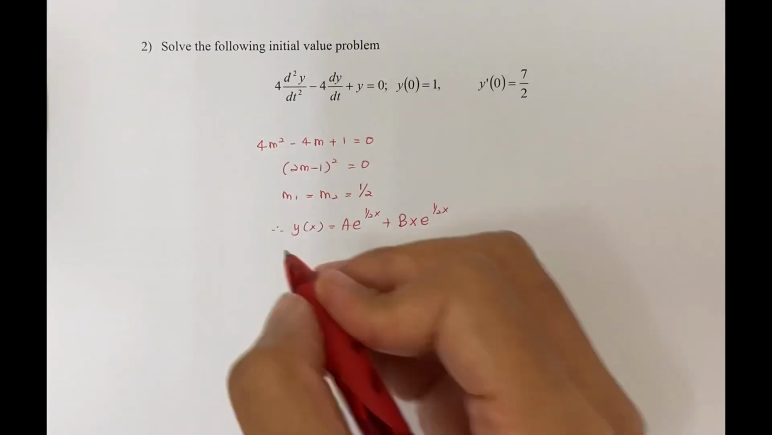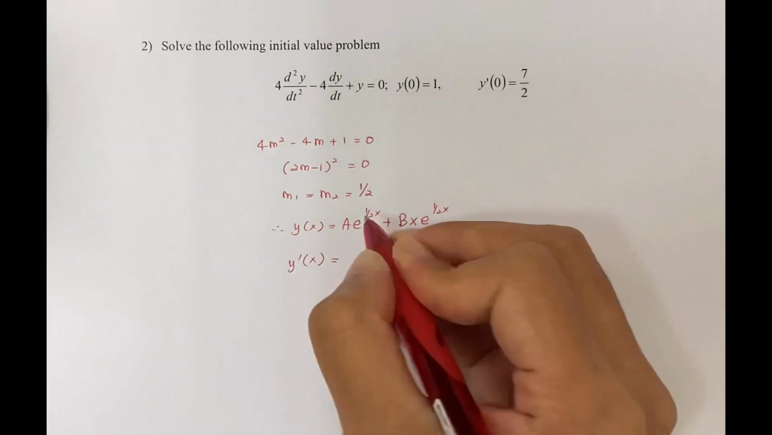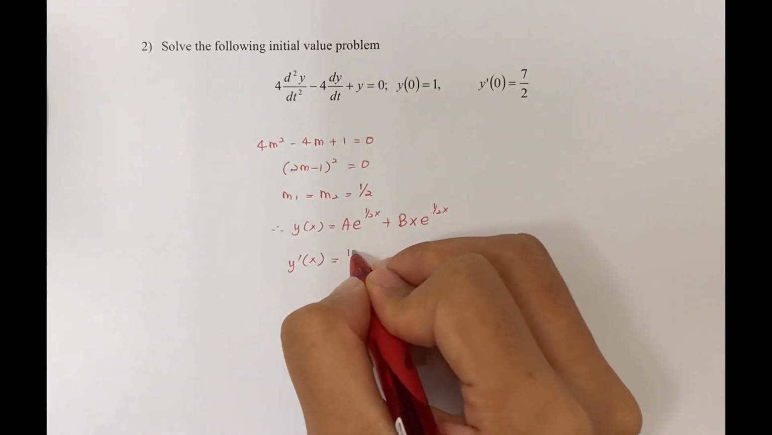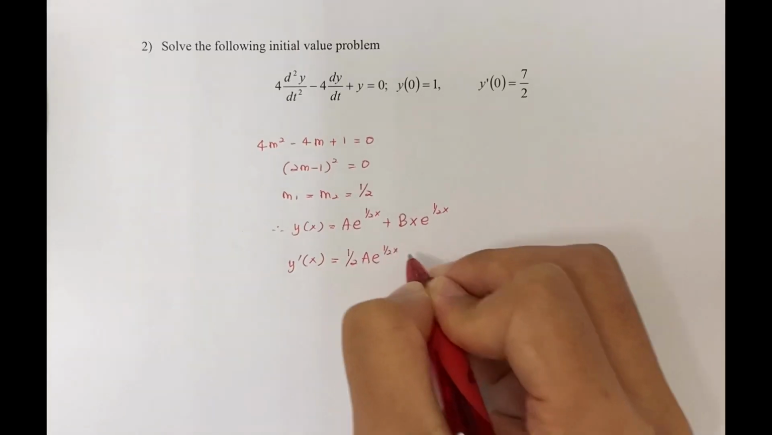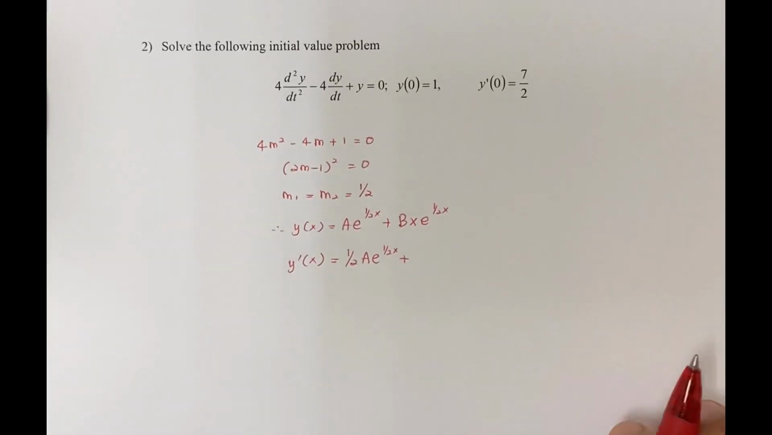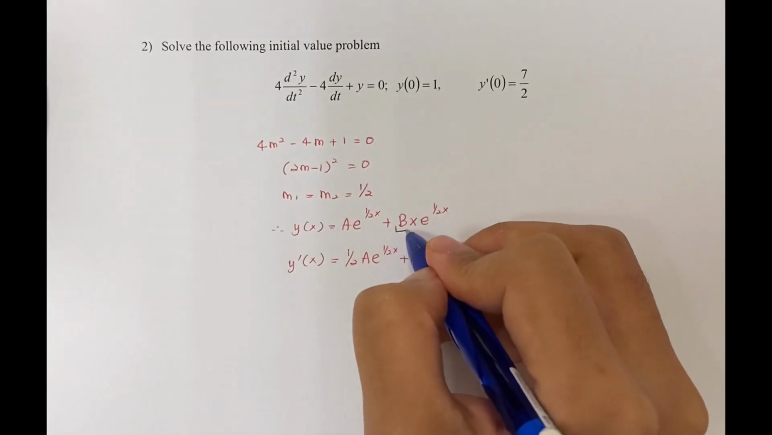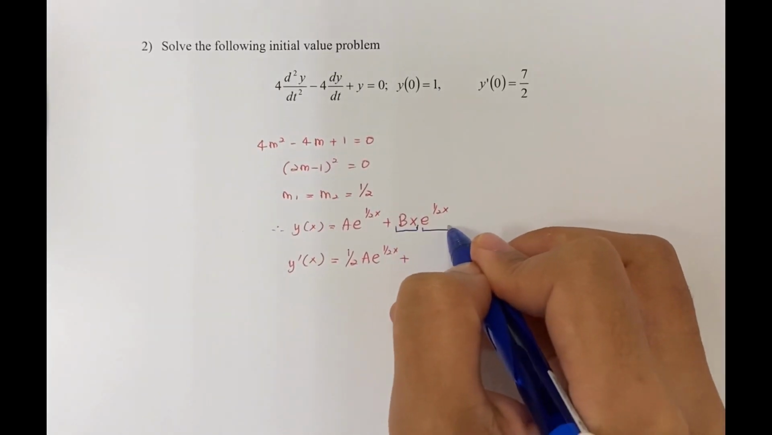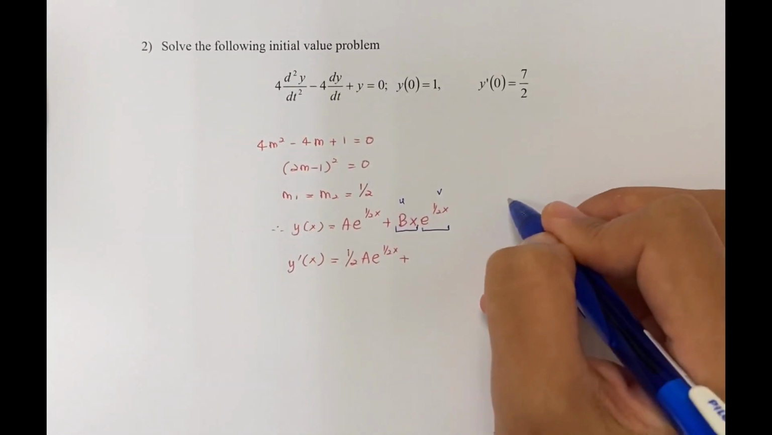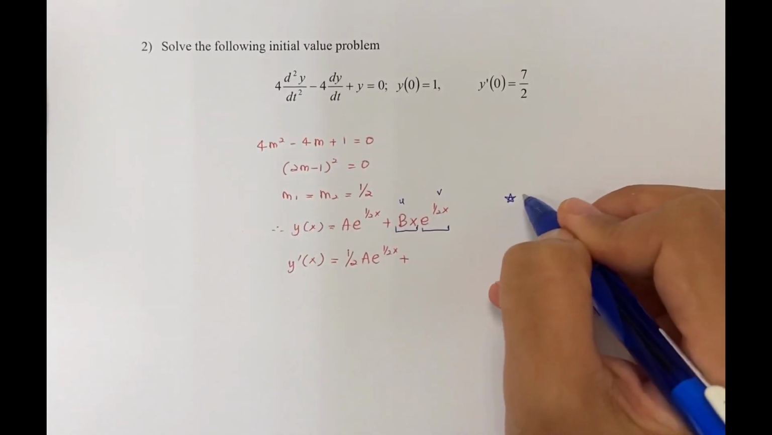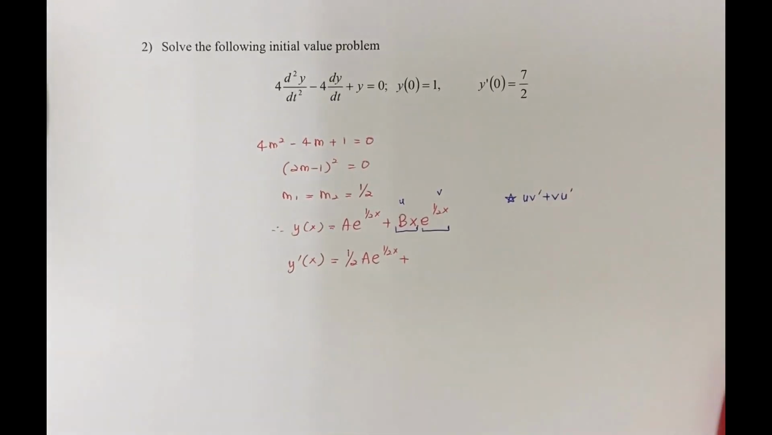Okay. Find what is y prime. So y prime of x is equal to, differentiate this, you have 1 over 2 a e^(half x) plus, okay, so this is a product of x and e^(half x). So this is your u, this is your v. Use the formula of the product rule, u v prime plus v u prime.